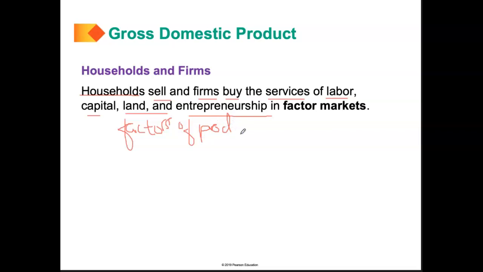Right? These services are known as factors of production. Labor is basically workers, for example. Capital is basically machinery. Land is basically just natural resources, and entrepreneurship is basically a person who manages labor, capital, and land.